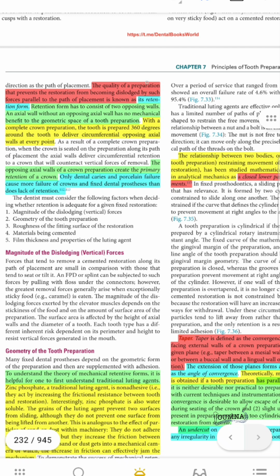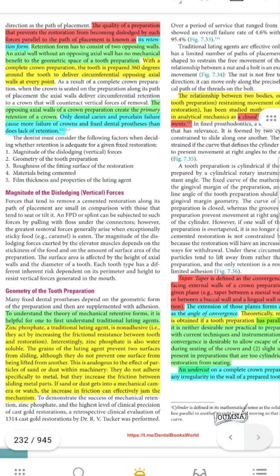The quality of preparation that prevents dislodgement along the parallel path is called the retention form, and the resistance form prevents dislodgement from lateral forces. We maintain the retention by having two opposing walls that are parallel and opposite to each other, which will create the primary retention of the crown.